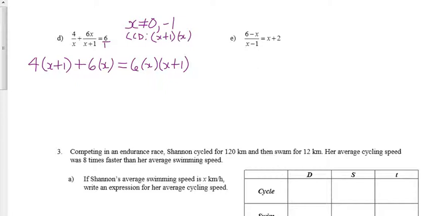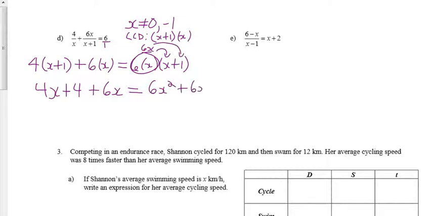You need the 6x times x. 6x times, yeah, that's what we're going to do. So let's multiply this out. So we get 4x plus 4 plus 6x. Just treat this as 6x. We're going to take 6 times x, just treat it as 6x, and what's that going to give us then? 6x squared plus 6x, right?